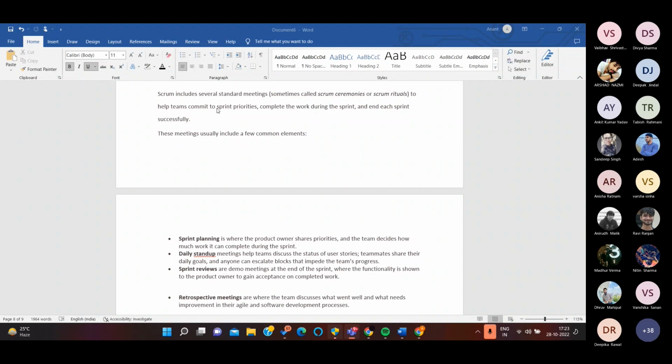Then the sprint reviews are the demo meetings in which, at the end of the sprint, we show what all has been achieved in that particular sprint, and the functionality is shown to the product owner to gain acceptance on the completed work. So that is what happens in the sprint reviews.